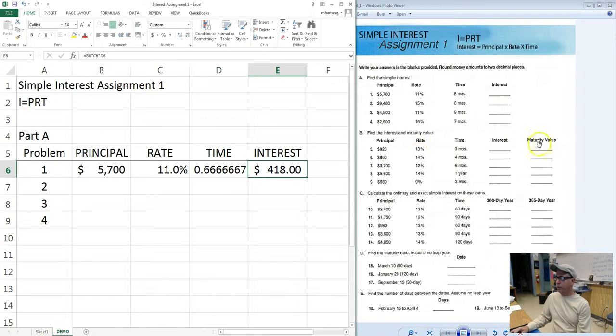We can use column F over here for the maturity value, and I will come around and show you how to calculate the maturity value. Essentially what you're going to do is simply take the principal amount, add the interest to it, and that will equal the maturity value. So good luck with that, and I'll come by and see how you're doing.